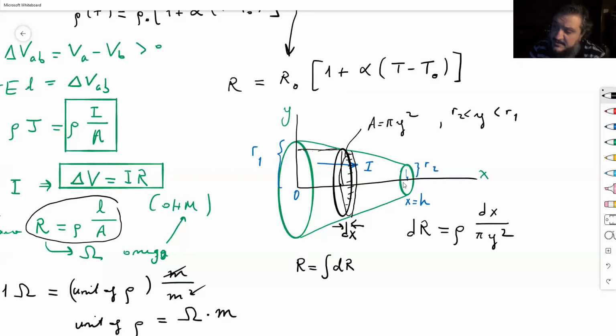That's fine, but there is y in the denominator, and y does depend on x. So y is a function of x. So let's find that function, plug it in here and then integrate. Okay, so what is y in terms of x? Just concentrate on this part here.